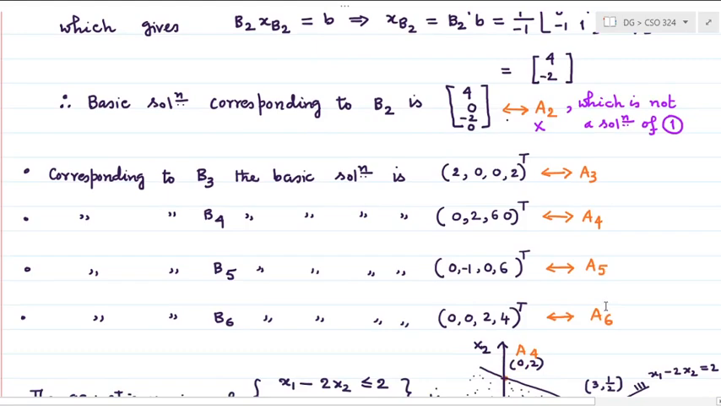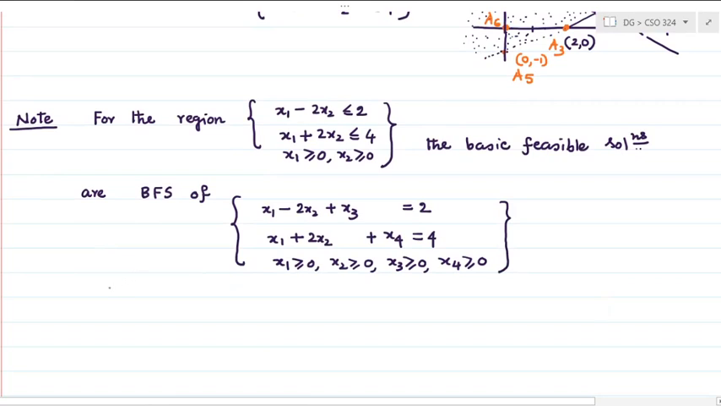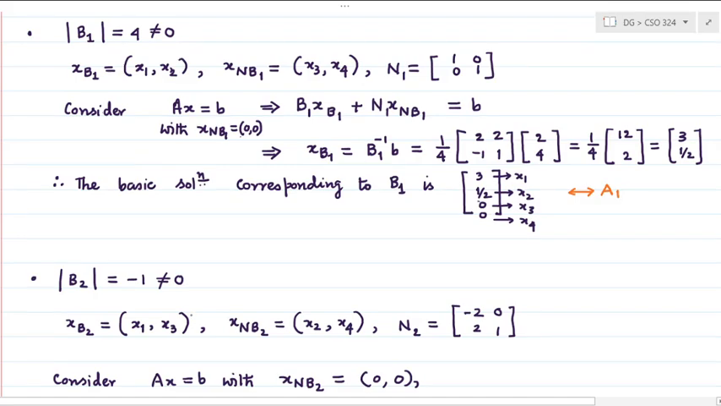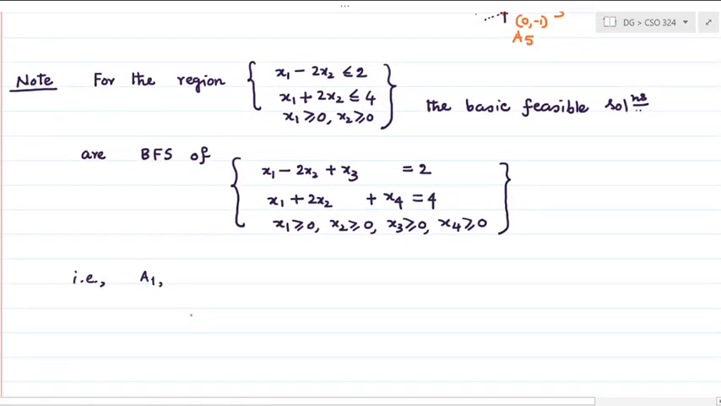Fine. So if we now try to find the basic feasible solutions of this, the points are A1, then A2 is not, A3, A4, A6, fine.